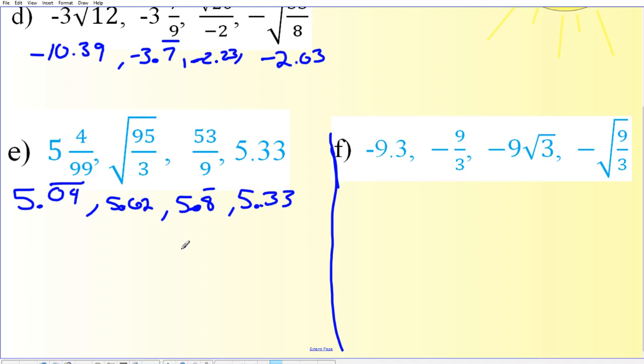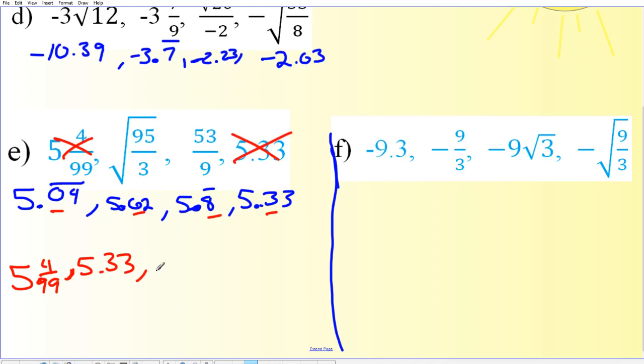Smallest. So I've got 5.0, 5.6, 5.8, 5.3. Smallest being 5.0. 5.0 is smaller than 5.6, 5.8, or 5.3. So 5 and 4/99ths will be my smallest expression here. Next smallest, we have 5.6, 5.8, or 5.3. Yeah, it's 5.3.